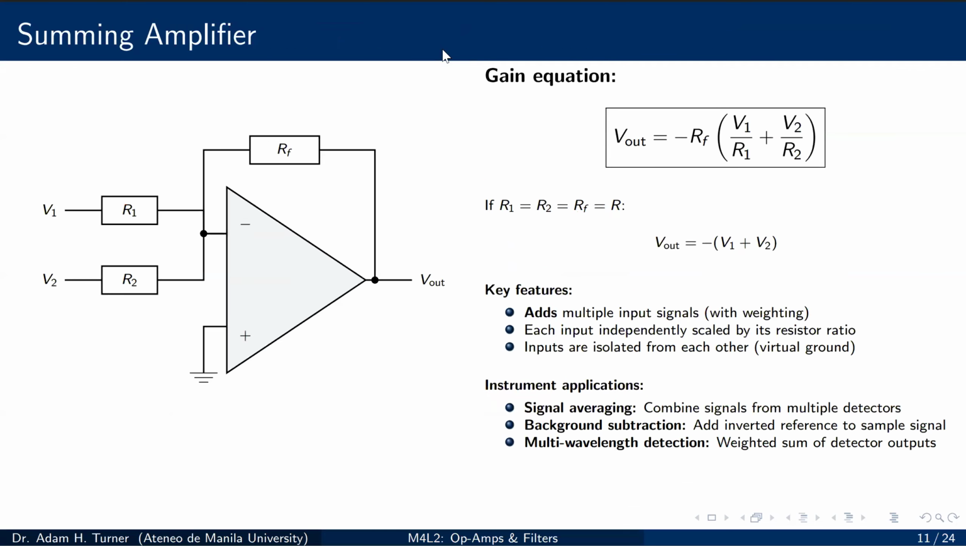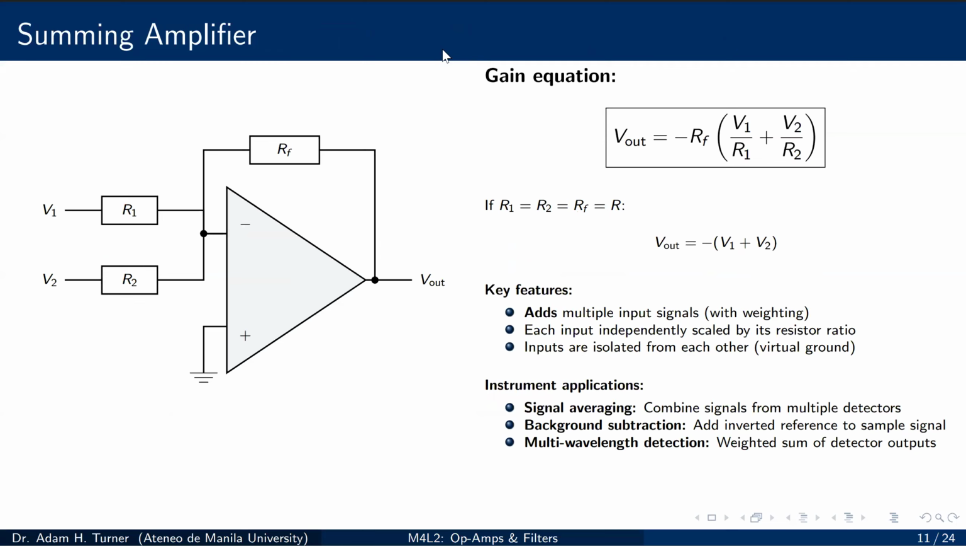So the summing amplifier is an extension of the inverting configuration. Multiple inputs, each through its own resistor, connect to the inverting input. The op-amp sums the weighted inputs. V out equals negative RF times the sum of V1 over R1 plus V2 over R2.